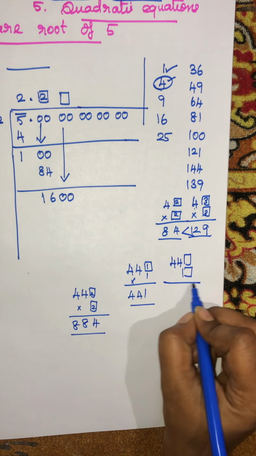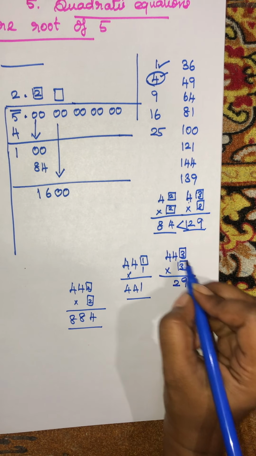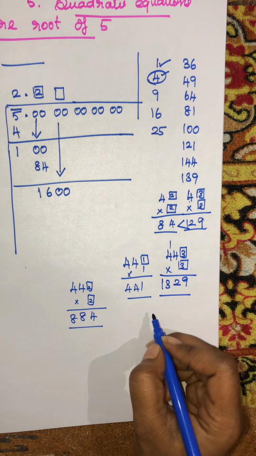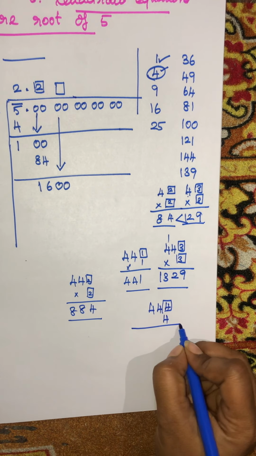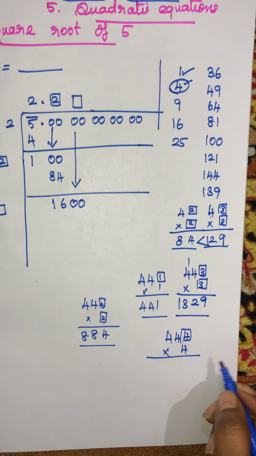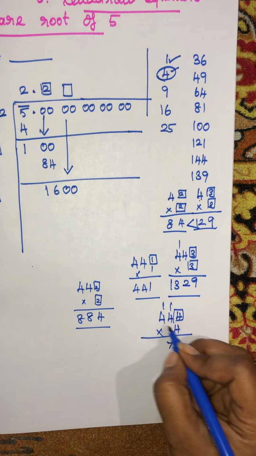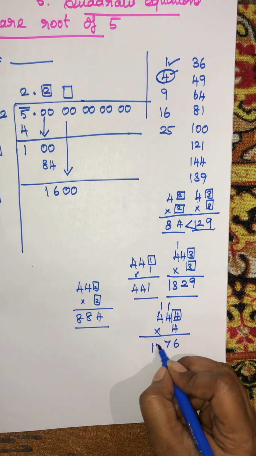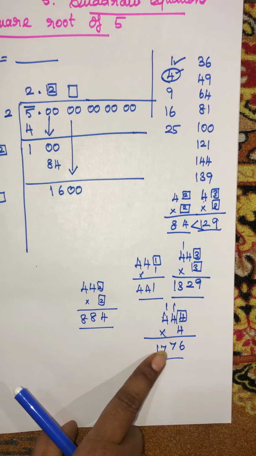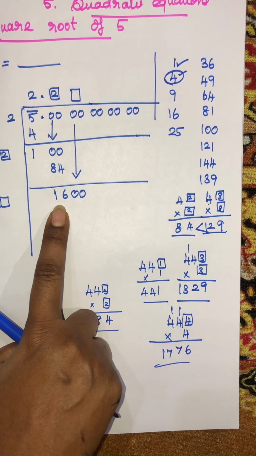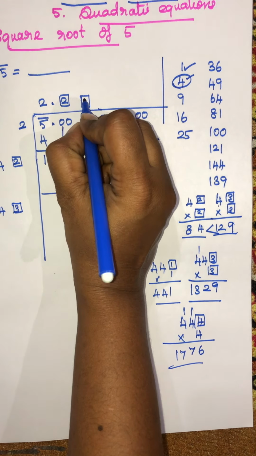If I give 2, 2 twos are 4, 4 twos are 8. Again I am giving a box. If I give 3, 3 threes are 9, 4 threes are 12, plus 1 is 13. If I give 4, multiply and see what you get: 16 plus 1 is 17, and again 4 fours, this is 17. So students, when you give 4 in the box, you get greater than this number 1600. So you have to give 3. So this is 3 and 3.